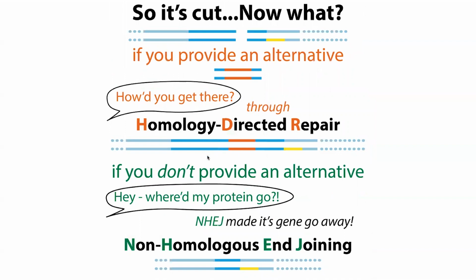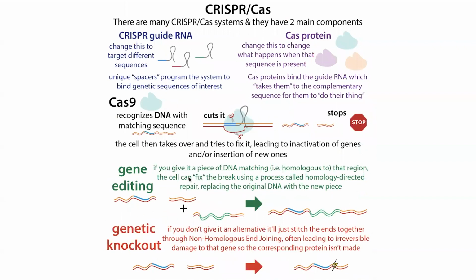Basically, you can try to stick in another sequence if you want it to get swapped out for something or changed. But if you don't want to give it another sequence, then it's just going to try to piece things together as best it can. And this often leads to a non-functional protein. So this is a strategy we can use for genetic knockout, where we're totally reducing the making of the protein, by reducing the making of the messenger RNA and therefore the protein.